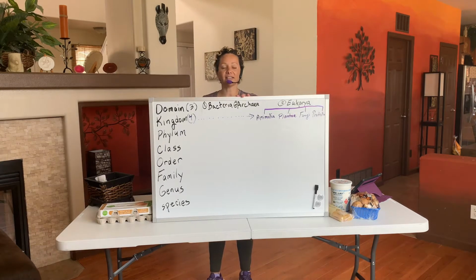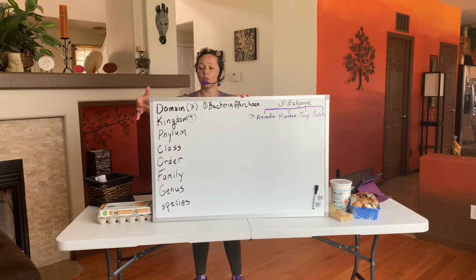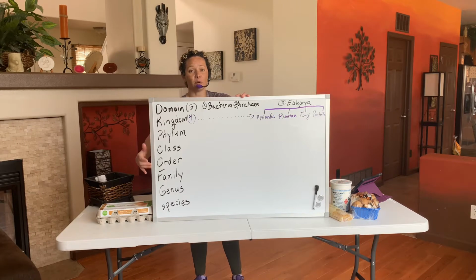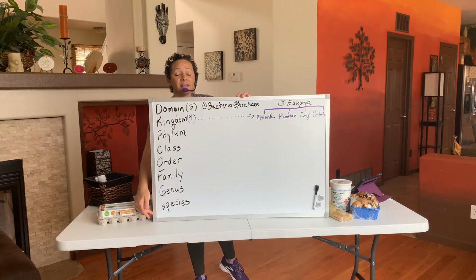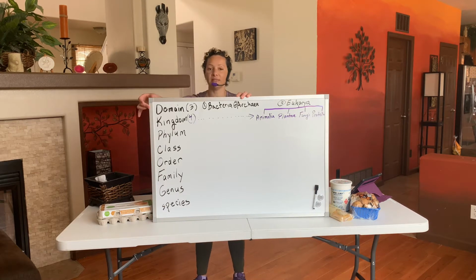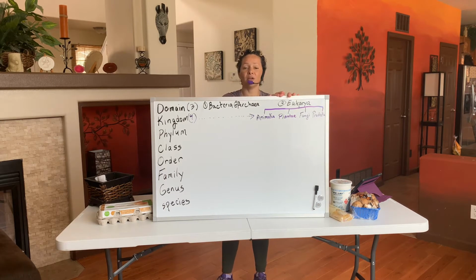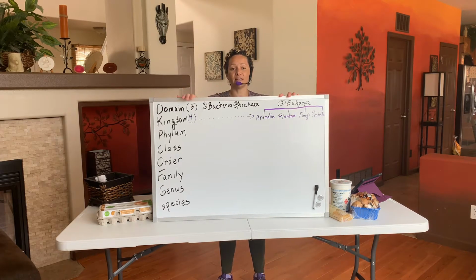here is your taxonomic classification, starting with the most general, which is also called the broadest. That would be your domain. And then it goes down: kingdom, phylum, class, order, family, genus, species. Species is your most specific, okay? There are 3 domains. We have bacteria, we have archaea, is how you say it, and then eukarya.